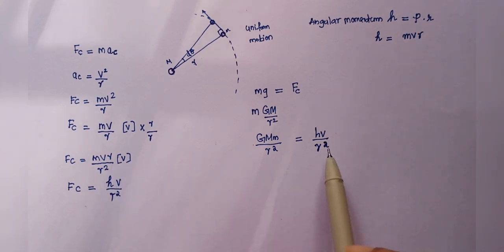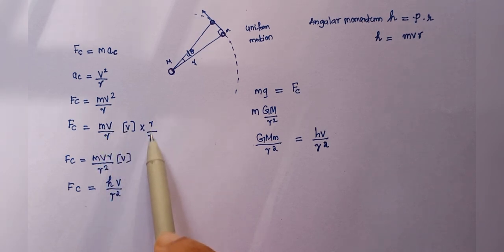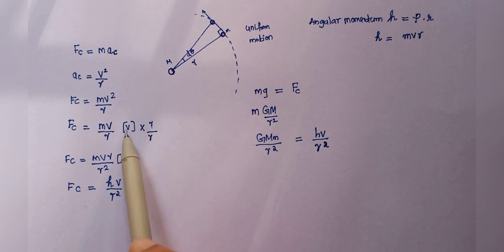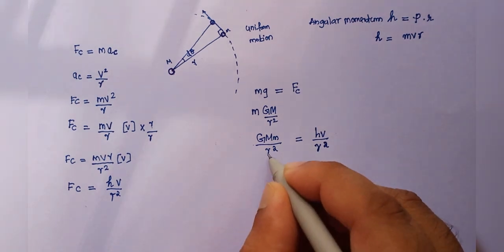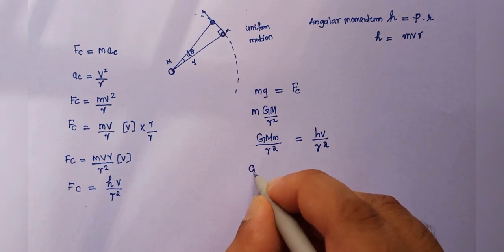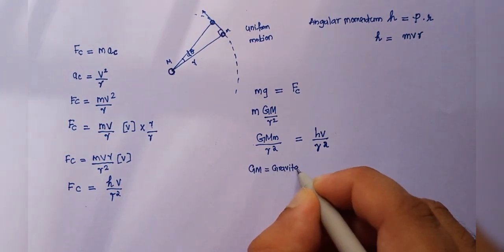If you want to analyze once again, you can go here and cross check whether we have made any mistake. So we have mv into v into r by r, so mvr, into v divided by r square. I just want to make sure that we are not committing any sort of mistakes. Okay, and now let's say you have GM. What is GM? GM is actually called the gravitational parameter.